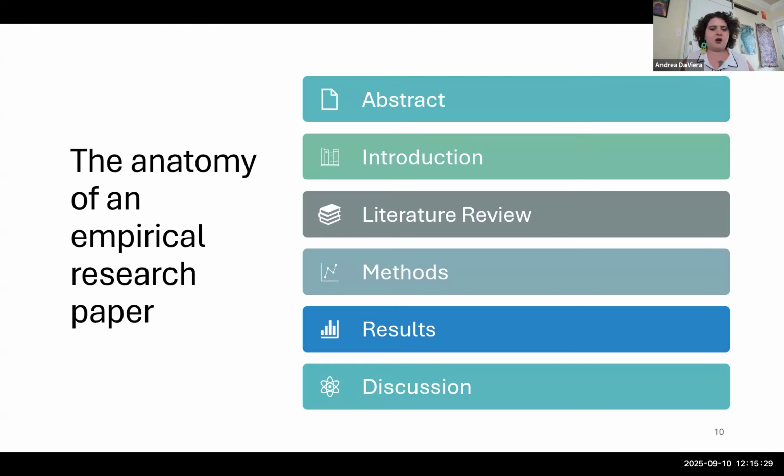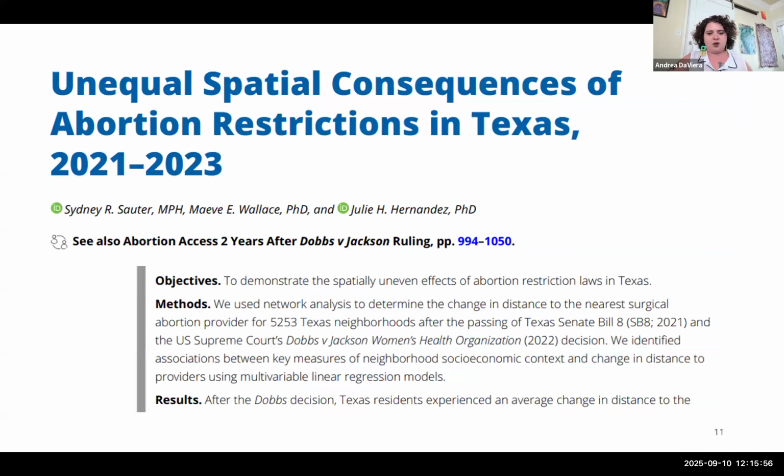I want to go a little bit more into what you will see in an empirical research paper. Again, what I hope is the biggest takeaway for this workshop is just demystifying these main concepts so that when you're reading, you're able to just focus on digesting the information rather than trying to understand the organization of it. So we're going to go through each of these different sections with this example paper that I brought up earlier. That was an empirical paper looking at the spatial consequences of abortion restriction in Texas.